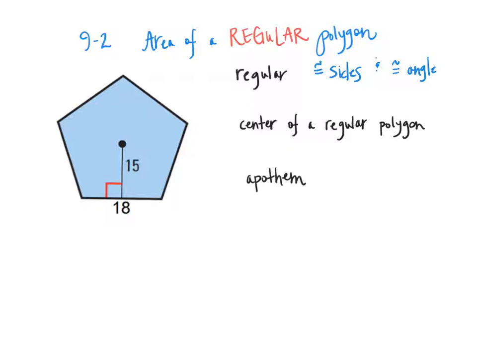So you can mark those. In this pentagon, these sides will all be congruent. And then, of course, the angles will be congruent.